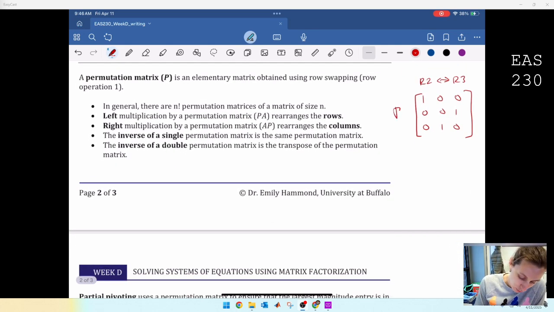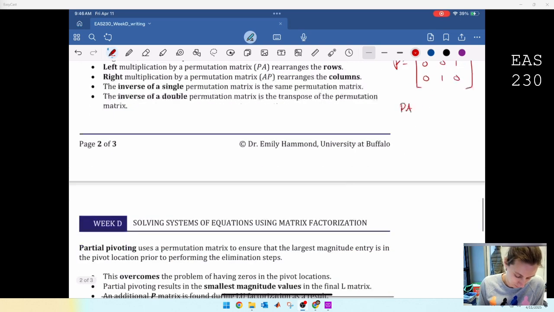Like I said, this over here is a permutation matrix where I take identity and I just rearrange the rows, I swap them. The same thing applies. If I take P times A, it will also swap rows 2 and 3 in A. So I can add these permutations into my solving process.